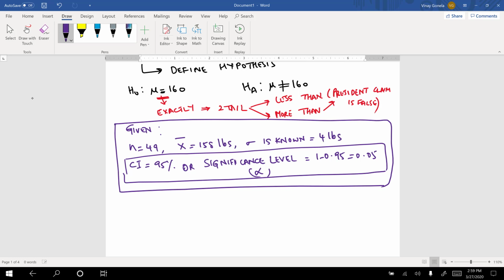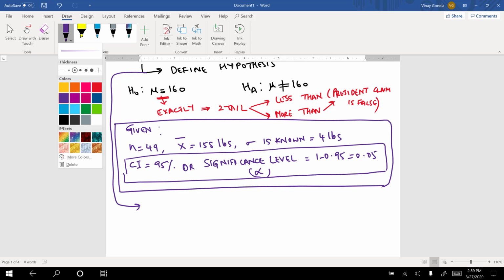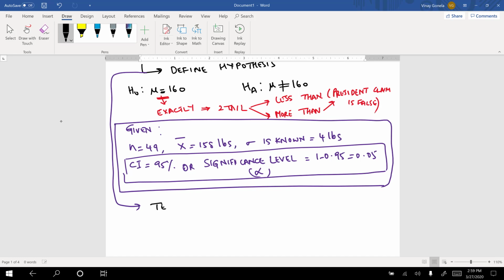Now the second step of hypothesis testing is to conduct the test statistic and compare it with the critical value.